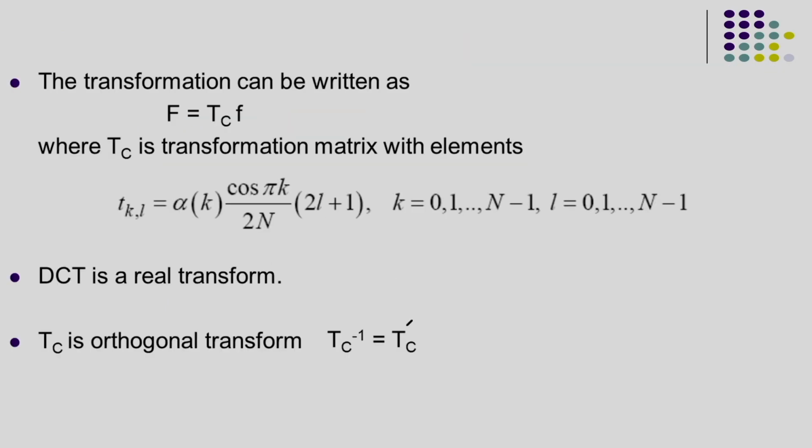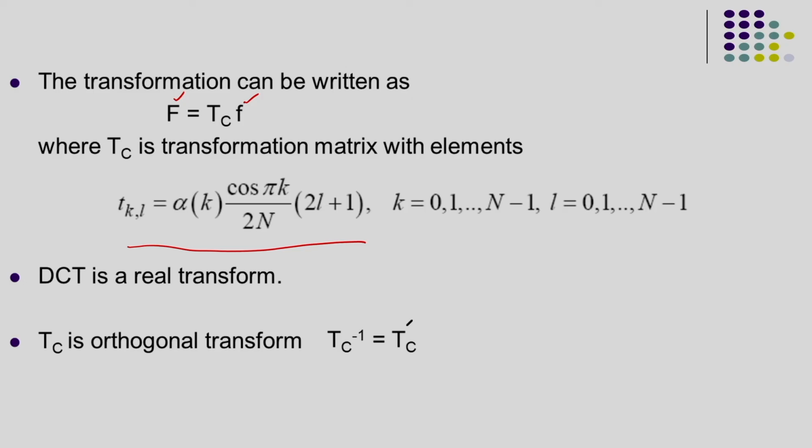And this transformation I can write like this. Fc is the DCT, that is the transform data, and Tc is the transformation matrix corresponding to discrete cosine transform, and f is the original data. In this case, the elements of the transformation matrix T(k,l) are equal to alpha k cos of pi k divided by 2N times (2l plus 1). So these are the elements of the transformation matrix. And the transformation matrix is real, because I am considering cosine terms. That means I am having real values. That is why the DCT is a real transform.